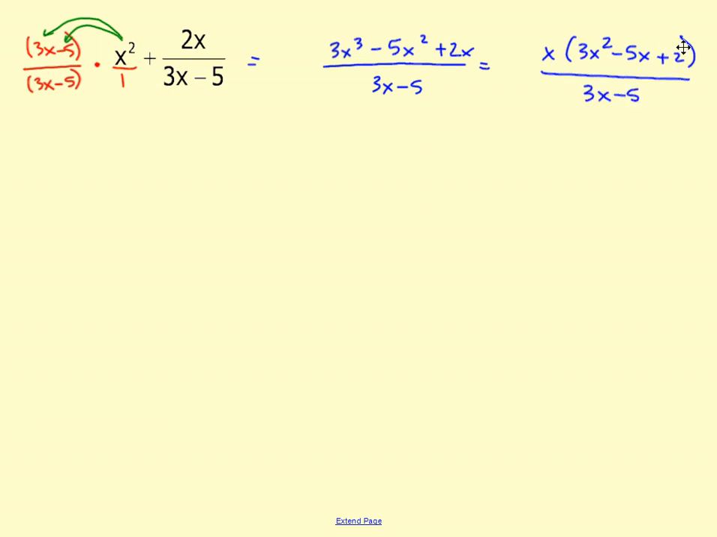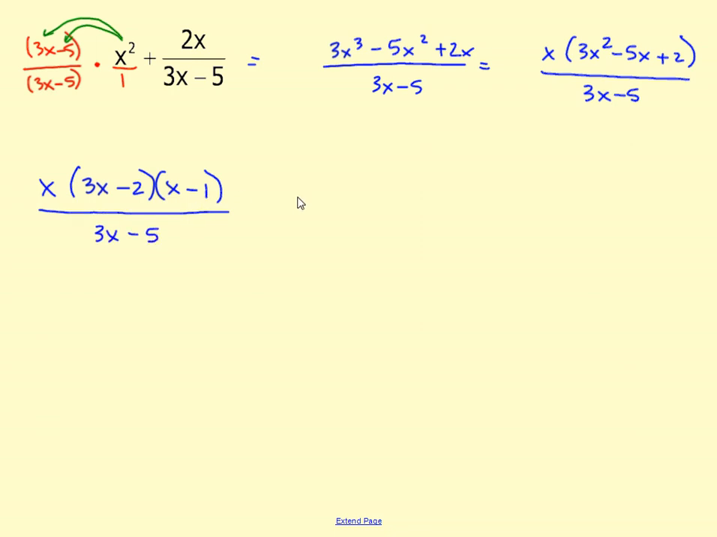And now I have a quadratic trinomial, so I can see if that factors into a product of binomials. In this case, it does factor, so this factors into 3x minus 2 and x minus 1. If I were to expand just this part out, then I should get what I have in parentheses here. So 3x times x is 3x squared. I have a negative 3x minus 2x, which is negative 5x, and negative 2 times negative 1 is a positive 2, over 3x minus 5.